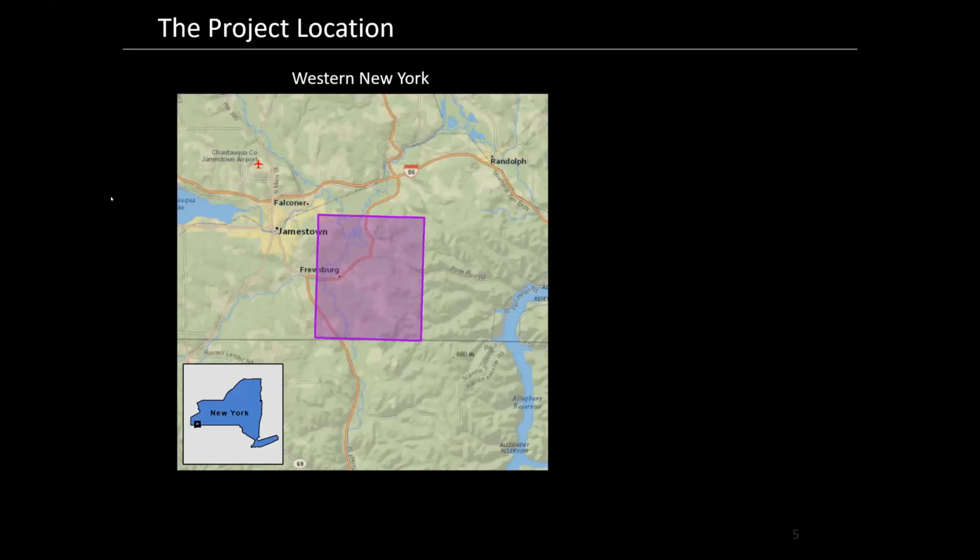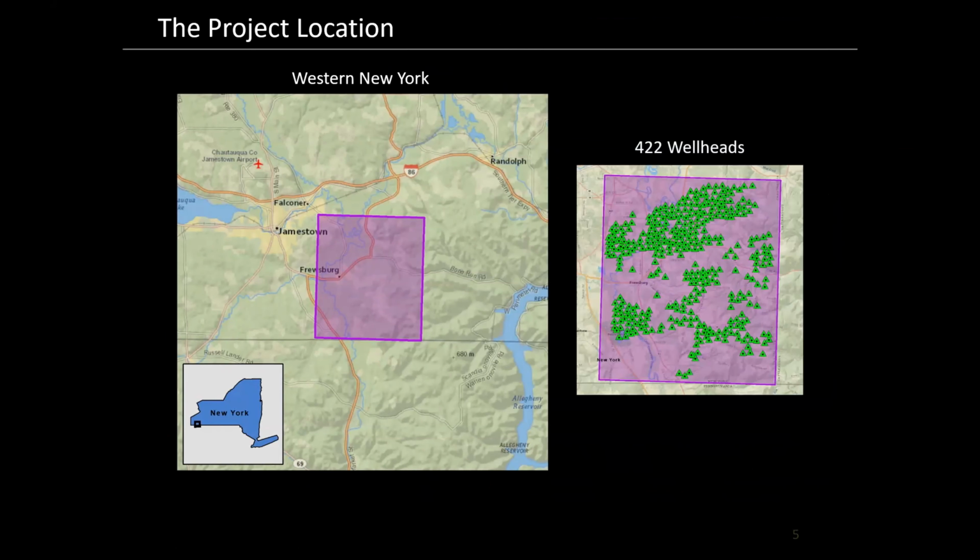So the location of the project, as I mentioned, is in Western New York, just southeast of Jamestown and just north of the Pennsylvania border, kind of near the Allegheny National Forest. And in the bottom right corner of the map, you can see the Allegheny Reservoir. And then within the study area, as I mentioned, 422 wellheads are going to be assessed. The map on the image on the right shows the distribution of the wellheads that we'll be looking at.